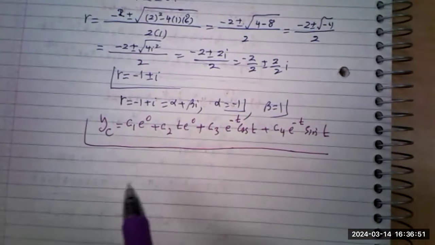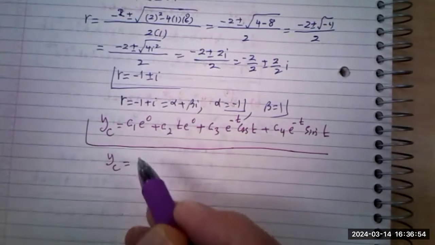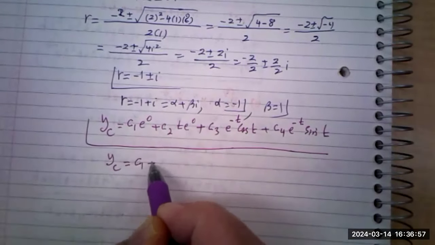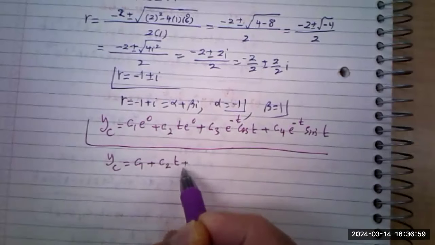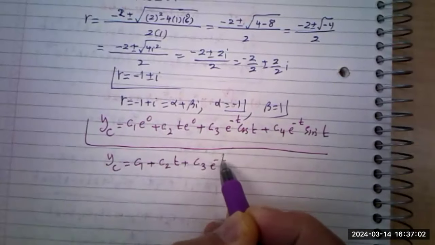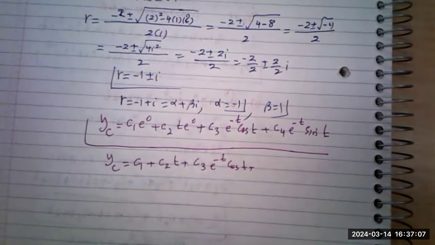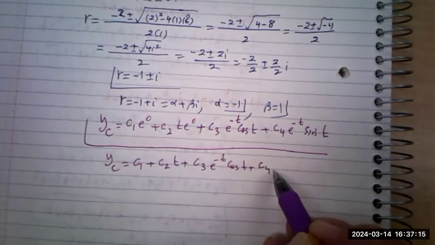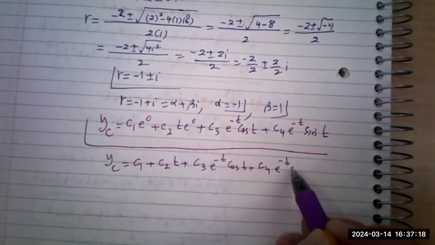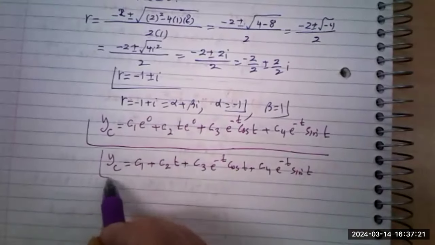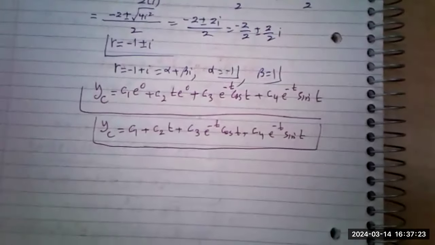So you can simplify. e to the 0 would be 1. So C1 plus C2 t plus C3 e to the negative t cosine of t. Okay, cosine of t. And the other one is what? C4 e to the negative t sine of t. So this is going to be your YC.